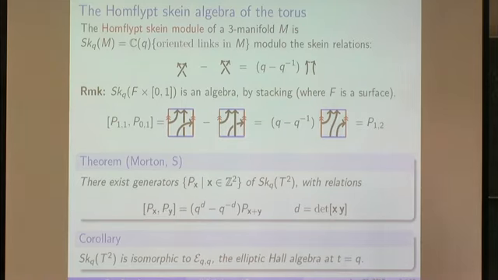Also, I didn't put it on the slide, but this gives a presentation of this algebra. Not only do these satisfy these relations, but they generate the algebra, and that's all the relations you need in some sense. So one corollary is that this skein algebra is isomorphic to the elliptic Hall algebra in this specialization. The elliptic Hall algebra has these 2 parameters, and if we specialize them to be equal, then the skein algebra is isomorphic to that.